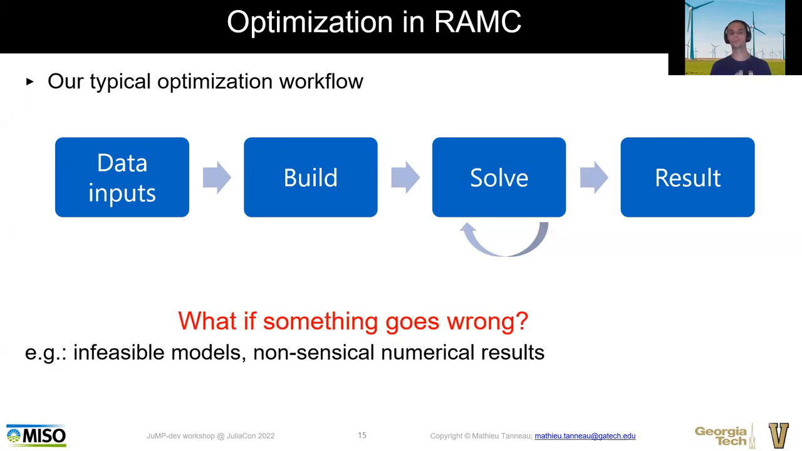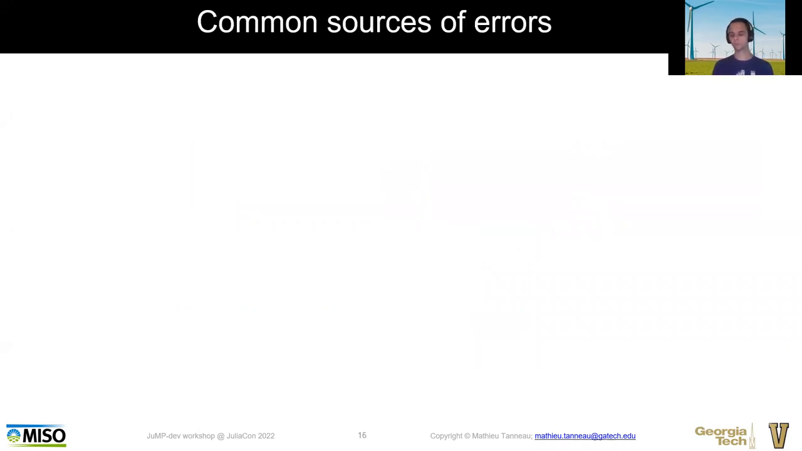And so the big question here is, what if something goes wrong in this pipeline? What if we have a model that was supposed to be feasible, but is actually infeasible? What if we have results that make no physical sense whatsoever? Well, then we know something is wrong, and we have to go back to the code and find where we have an error, fix it, and we want to do that as fast as possible. So we want to come up with ways of dealing with those sources of errors as smoothly and systematically as possible. So let me give you a brief overview of the common sources of errors that we've encountered.